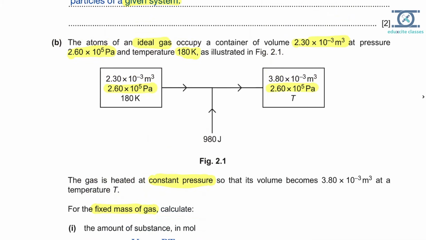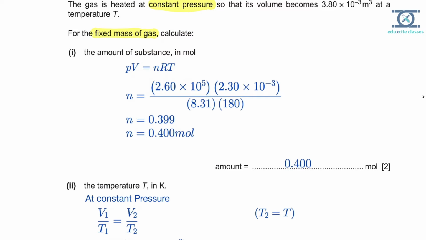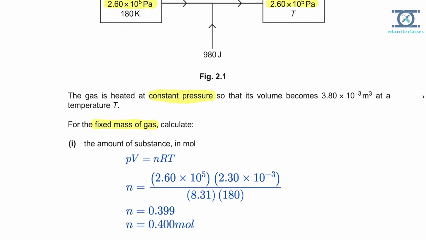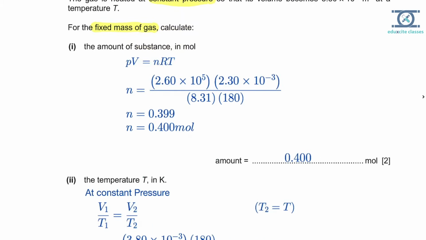In the question it is already given: pressure is 2.6 into 10 raised to power 5 and volume is 2.3 into 10 raised to power minus 3, divided by R, which is a constant whose value is given in the data sheet. You can refer from there, and temperature, that is 180 Kelvin. Putting in the values, you will get your answer. So 2 marks, 1 mark for the equation used and 1 mark for the final answer.